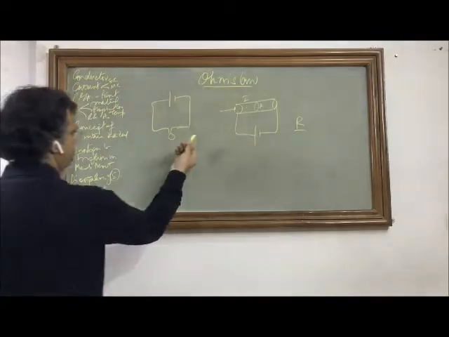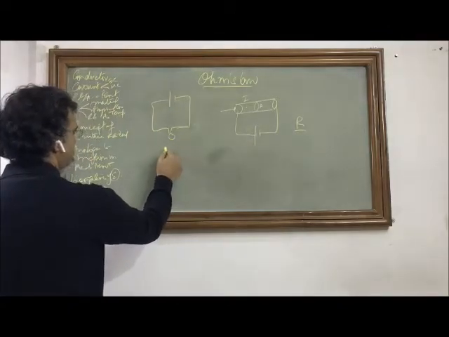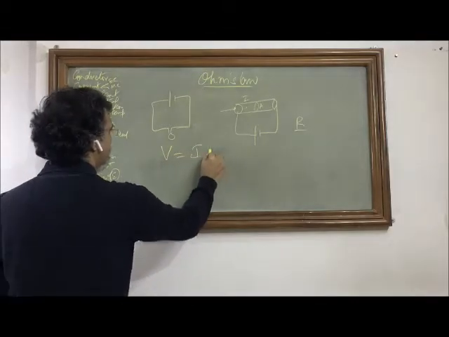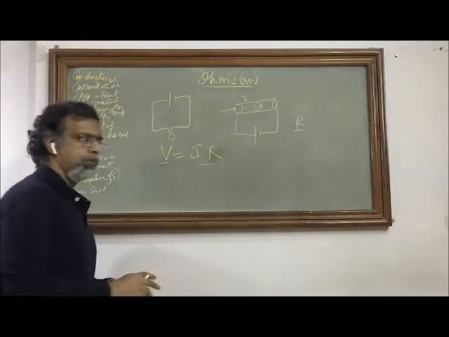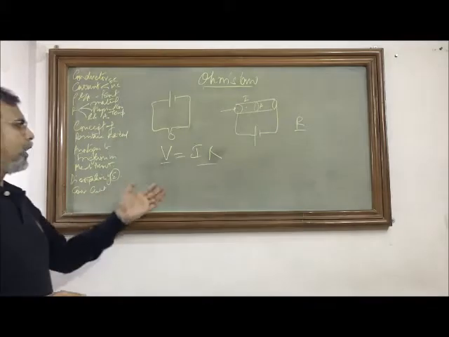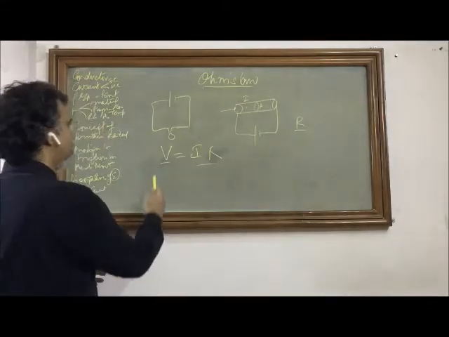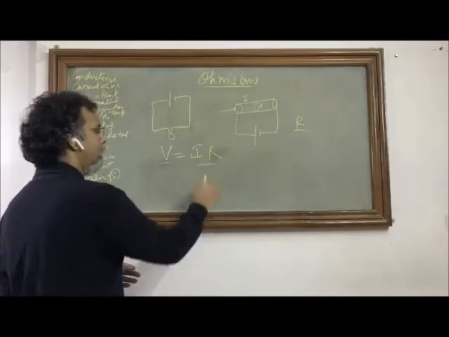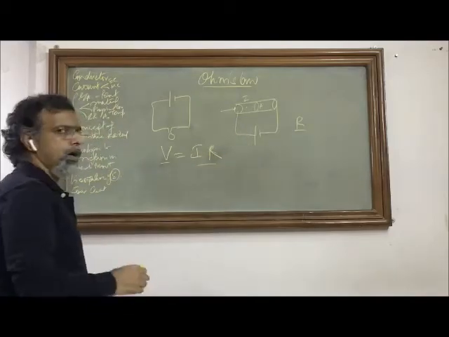So now if we write it in a different empirical way, we write that V is equal to IR. That means the voltage applied across a conductor can also be calculated in a circuit from the current flowing through the circuit and the resistance of the conductor through which it is flowing.